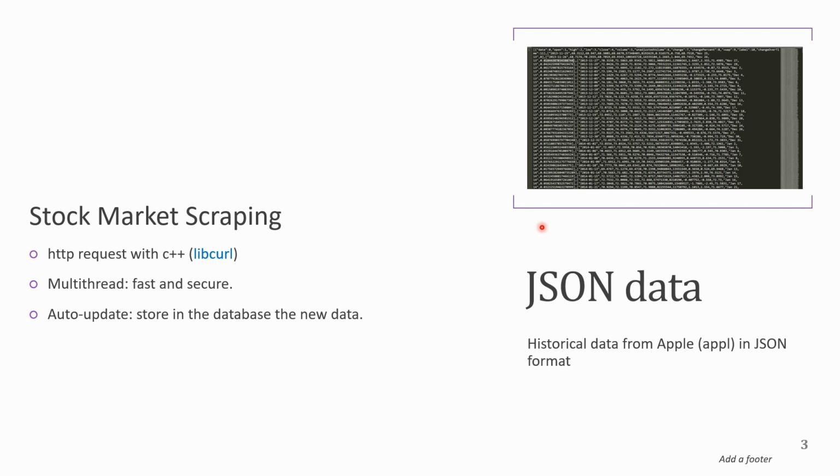Firstly, we need our stock market data. You can obtain it by downloading it on the internet, or you can use a web scraping program to obtain it via an API. I've opted for the second option, and I've downloaded libcurl, which is a C++ library that enables you to make HTTP requests. The program I've made is multi-threaded and is fast and secure.